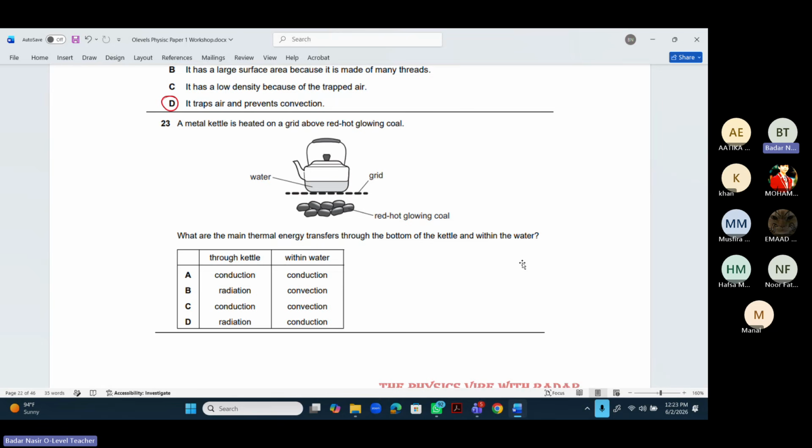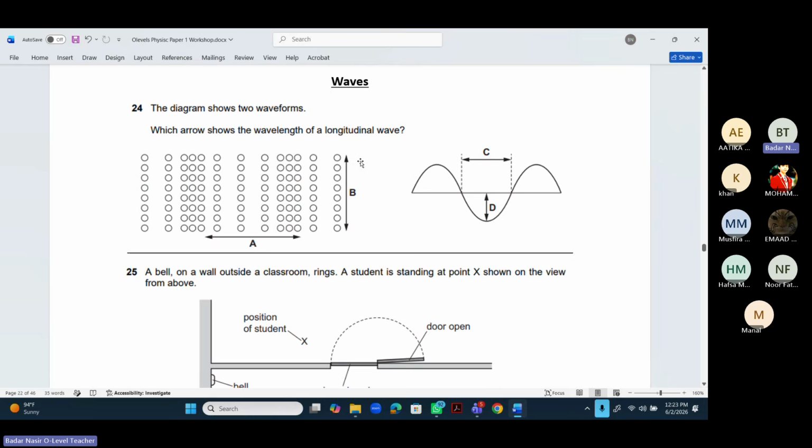A metal kettle is heated on a grid above red hot glowing coal. What are the main thermal energy transfers through the bottom of the kettle and within the water? So through the kettle, which is made of metal, there is conduction, and within the water there is convection. So the correct answer for 23 is C.